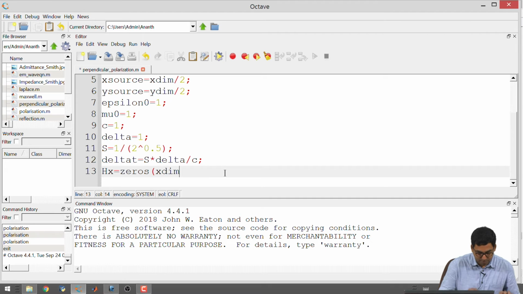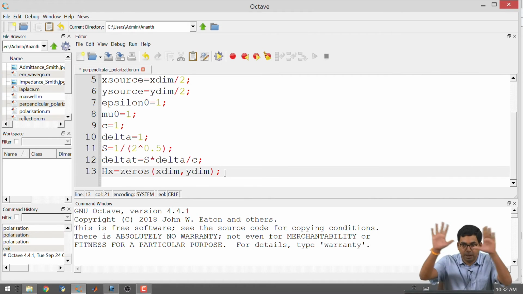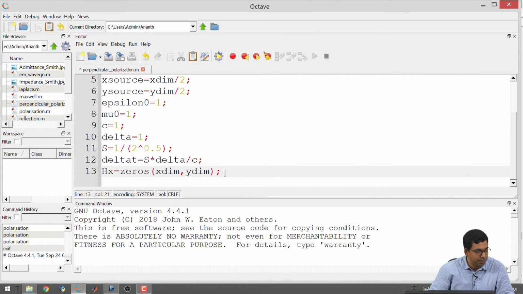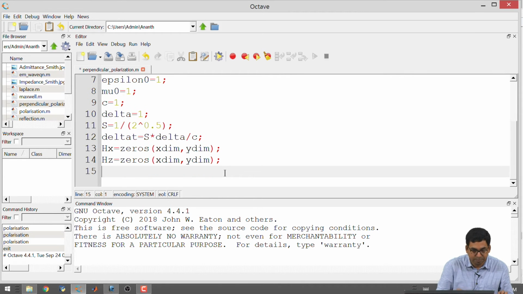Hx is now going to be 2-dimensional. It is going to have some zeros in all the space that we are considering, right. Hz is also going to look like zeros everywhere. Ey, starting it off with zeros.